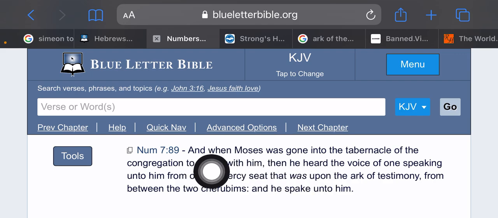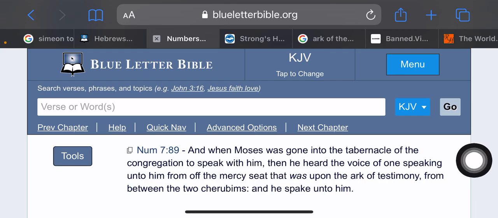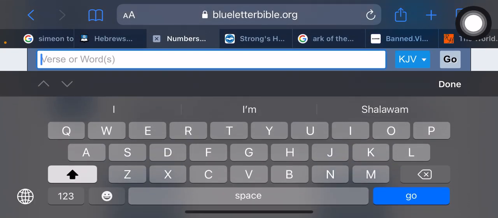And he said, "And when Moses was gone into the tabernacle of the congregation to speak with him, then he heard the voice of one speaking unto him from off the mercy seat that was upon the ark of testimony from between the two cherubims, and he spoke unto him." Now let's get another scripture that's still going to tell you that the Most High communed with the sons of Israel from this mercy seat.